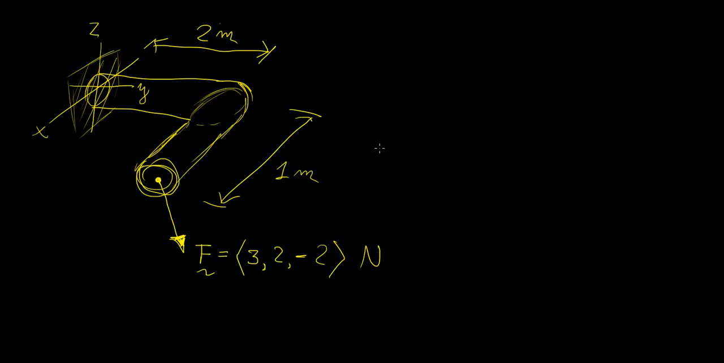Alright, so we're finally sort of ready to start analyzing three-dimensional statics problems. In this case, what we have is a very simple kind of structure. We have something that looks like a handle, but it's obviously quite long. We have 2 meters going this way and then 1 meter going this way. And there's an external force applied at this end, and it is expressed in terms of its vector components.